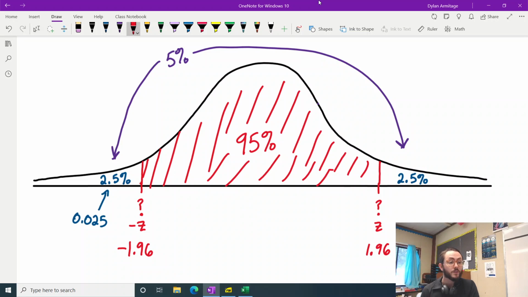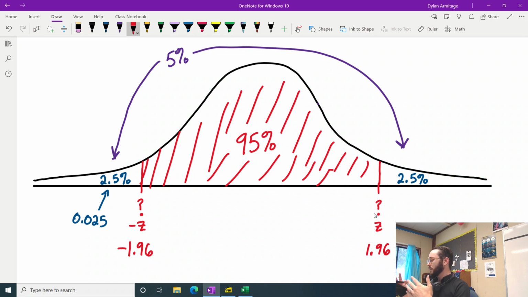That only works because this is symmetric. If this was not symmetrical, if we had more on one side than the other, or we were doing what is called a one-tailed test, we'll see about that later, so like all the 5% was contained in one side, well, then we need to figure out what this upper value may be, if that's the one we're looking for.